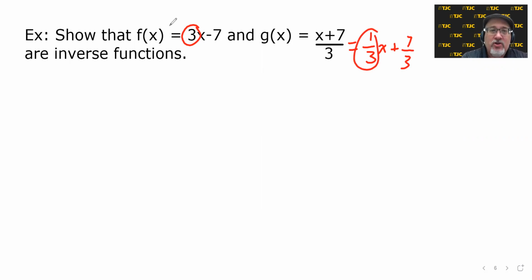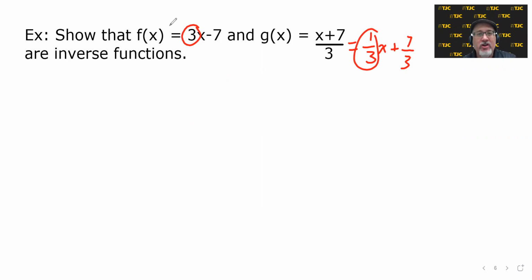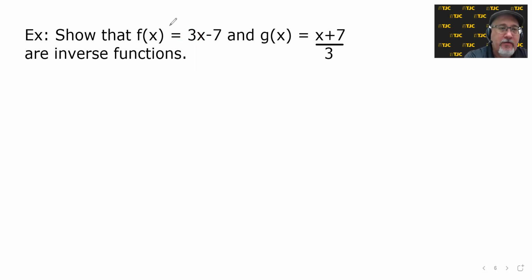And since both of these are lines with positive slopes, their domains go left and right forever, and their ranges go bottom to top forever. So for both of these, the domains and ranges are all real numbers. And so we have the domain and ranges matching as necessary according to the definition. The domain of one equals the range of the other and vice versa. We're going to focus mainly on the composition aspect of it, starting with f of g of x.